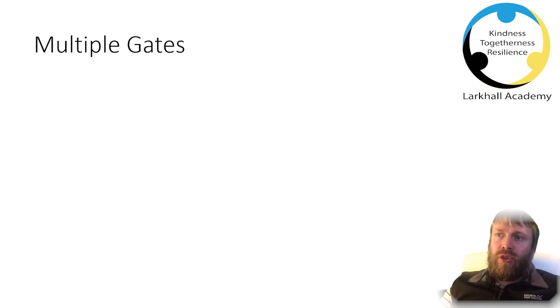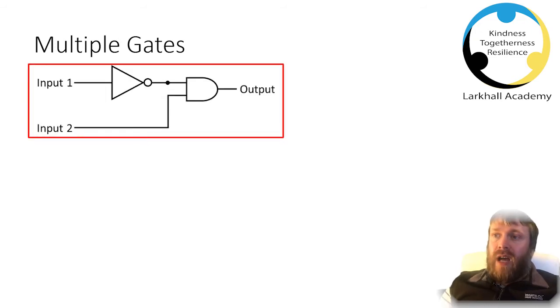Multiple gates. Now I'm just going to talk about multiple gates briefly. I just want to show you how we would deal with multiple gates when we're looking at combinations of more than one logic gate. So I've got an example here. If I just turn on the laser pointer here, we have a NOT gate, and of course we have an AND gate.